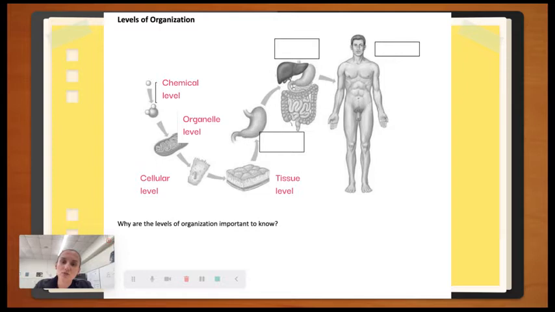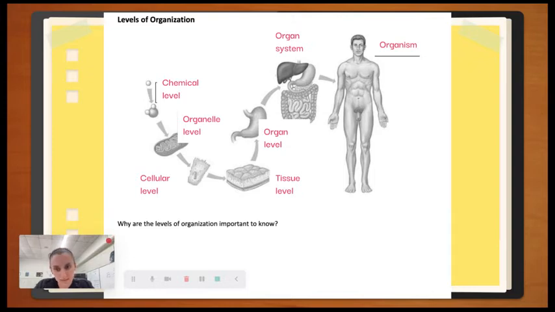A bunch of tissues put together creates an organ. A bunch of organs put together create an organ system. And then all of our organ systems put together will create an organism. So in this class in anatomy and physiology, we're going to be looking at all of our different organ systems, and we're going to see how that impacts our organism, which is our human body.